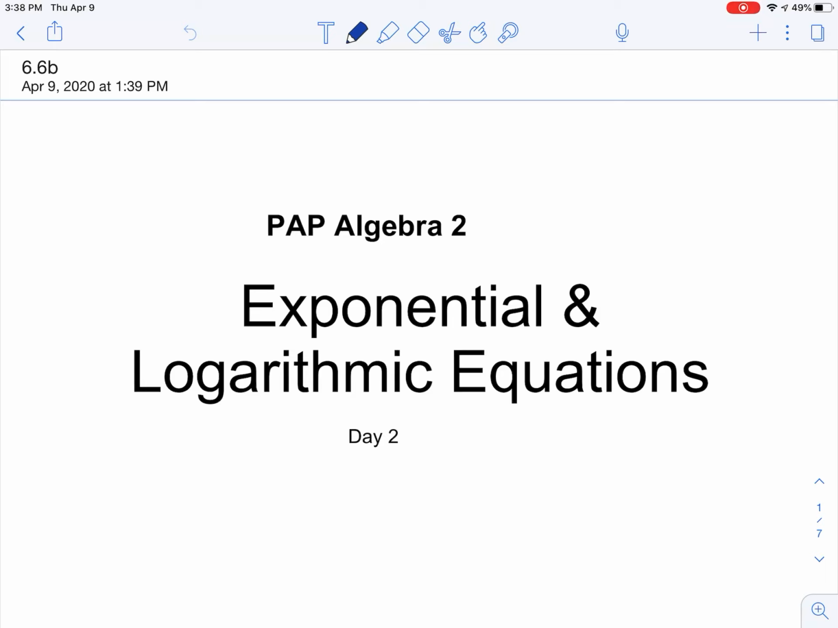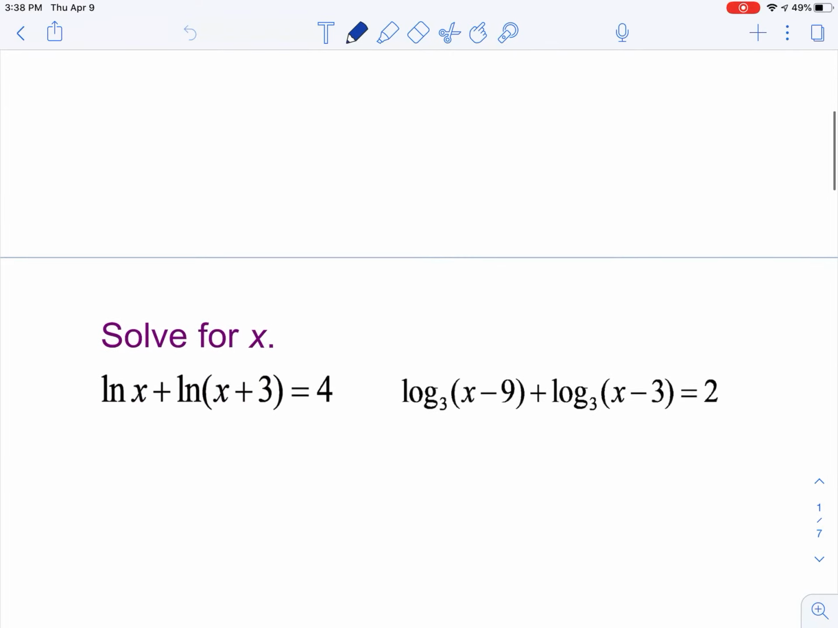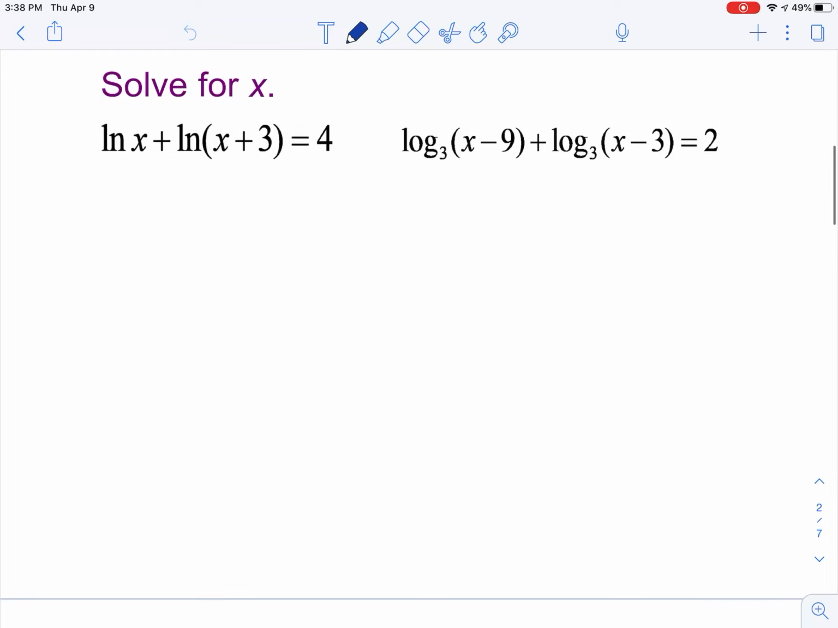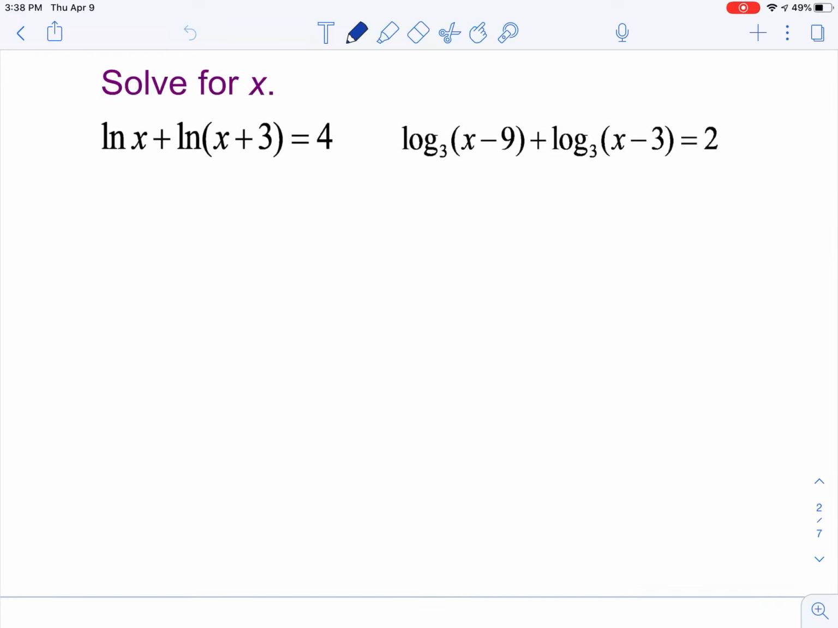So we are going to solve more exponential and logarithmic equations. Here's a problem. If I have two natural logs on one side and nothing on the other side, I can't just make x plus 3 equal to 4, because there's not a natural log with 4. I'm going to have to do something that we learned about: condensing our left side.